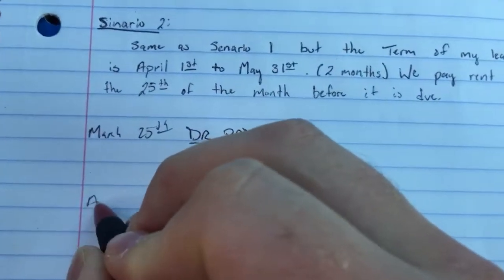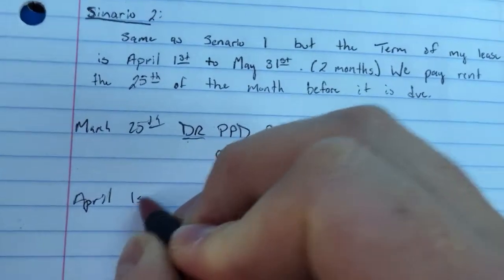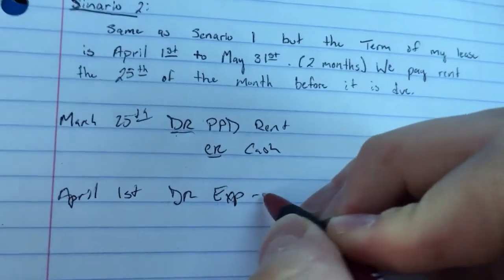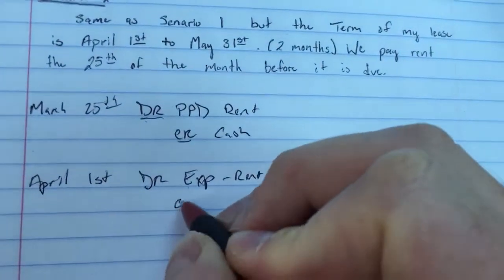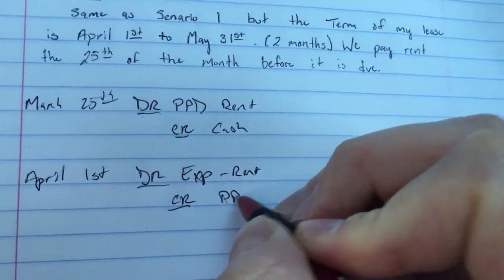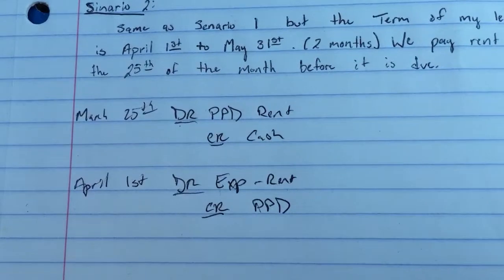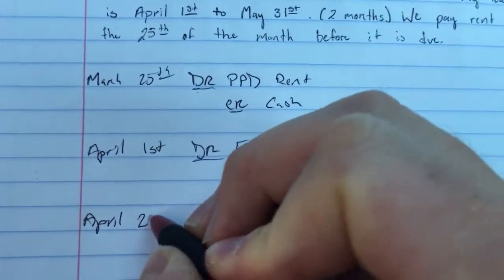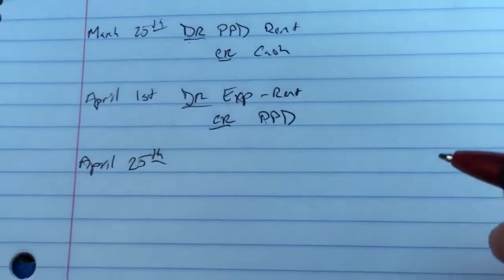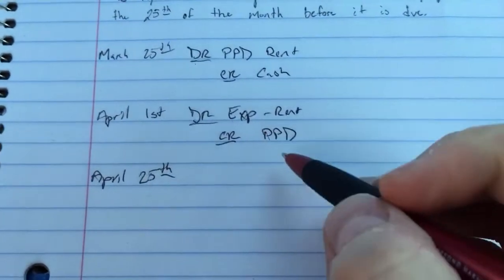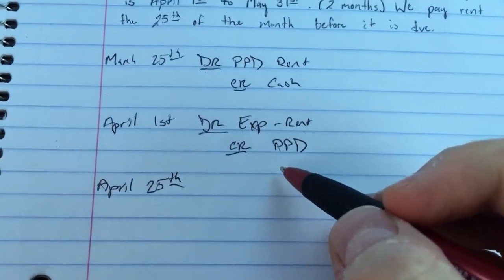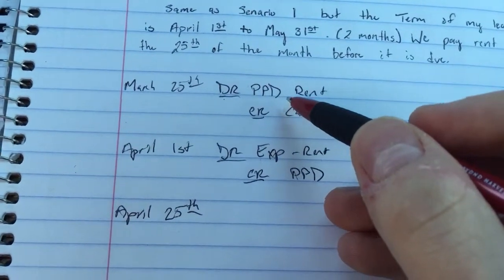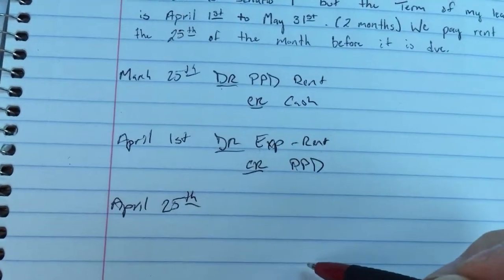On April 1st, we're going to move it to expense and credit prepaid. But on April 25th, we're going to pay for May's rent. So it's going to look like 2 months of expense are going to hit in April. So we'll have to do the same thing first, move it to prepaid, and then move it out of prepaid in May.